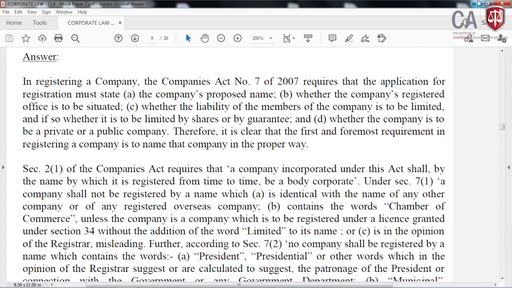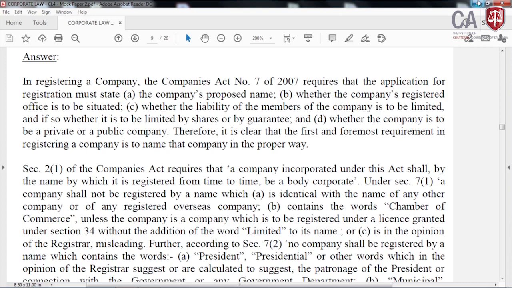In registering a company, the Companies Act number 7 of 2007 requires that the application for registration must state the company's proposed name. It starts there. But generally, before someone registers a company's name, you need to do a company name check with the company registrar, ROC. If your name is clear and approved, that there is no existing company and your name can be obtained from the ROC, then you can proceed to the next levels of applying for its registration.